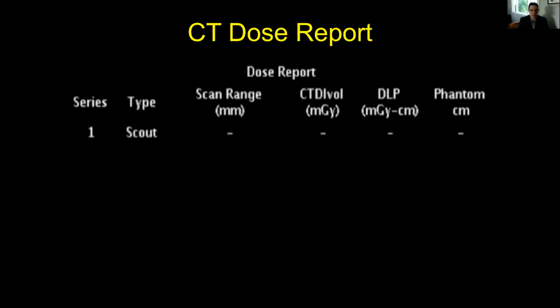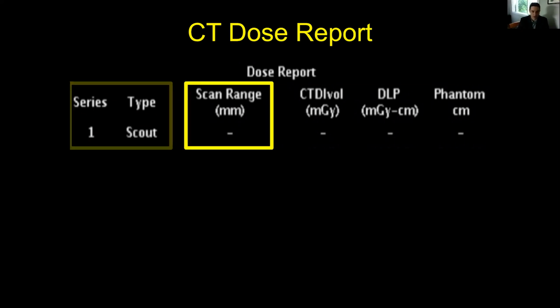Okay, so in the first line, we see that the scout is not recorded with any numbers. Now there is radiation imparted with the scout. It's very small, but it's not included. So it's like a little asterisk. It's part of the dose that's not really acknowledged. The scan range tells you how long of a scan you did. Did you do head to toe, just head to shoulders? How much of a length did you actually scan?